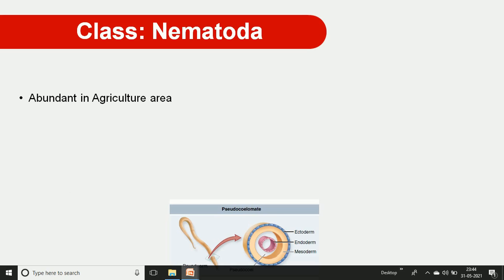These nematode worms are found in abundance in agricultural areas. Why agricultural areas? Because they prefer decaying matter of organic plant content, and in agricultural areas they get more abundant decaying plant matter, so this area is preferred and their abundance is very high in agricultural sites.